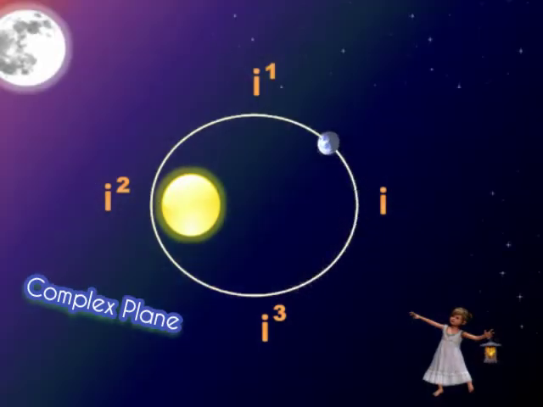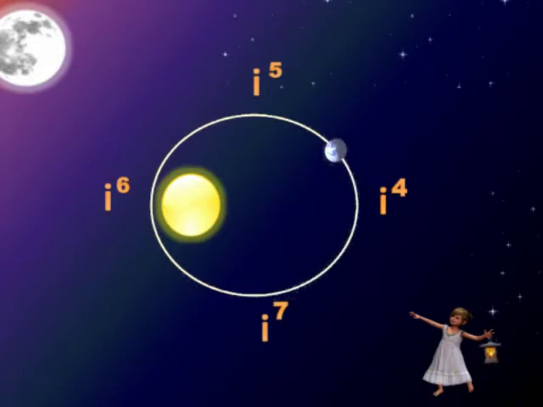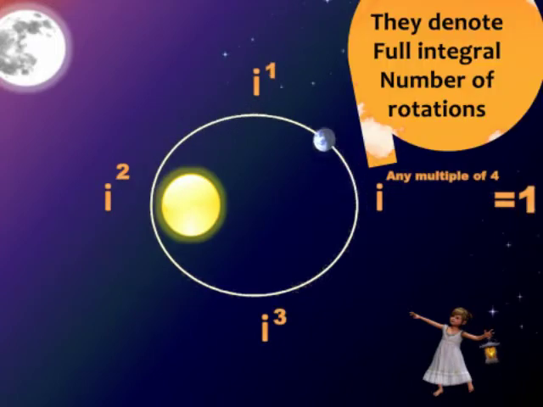Minus 1 indicates the opposite direction to i raised to 0. That is what the minus sign denotes. i raised to 3 denotes a rotation by 270 degrees, and i raised to 4 denotes a full and complete rotation of 360. All these rotations are assumed to be in the anti-clockwise direction.